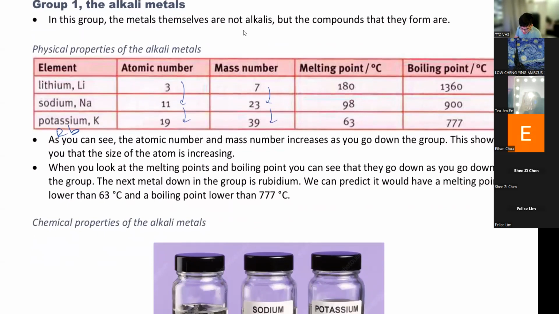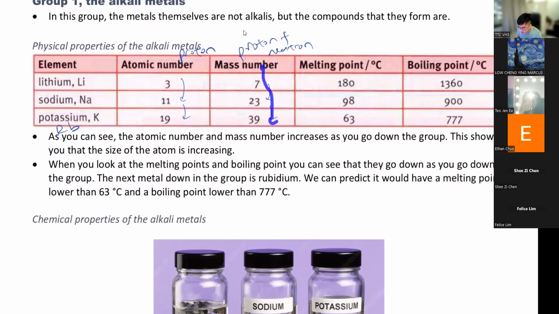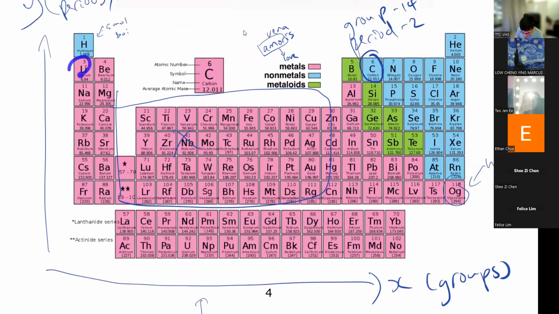Right, so anyway, these are the crazy elements. What you can see here, as they go down, the atomic number increases, their proton number increases. Proton number is the atomic number, and the mass number is the proton plus neutron number. They increase as you go down, and they become bigger as you go down. Lithium is the smallest, sodium is bigger, potassium is bigger.